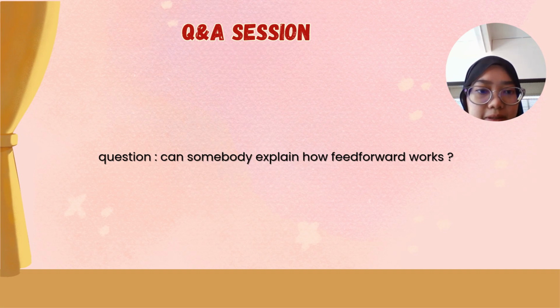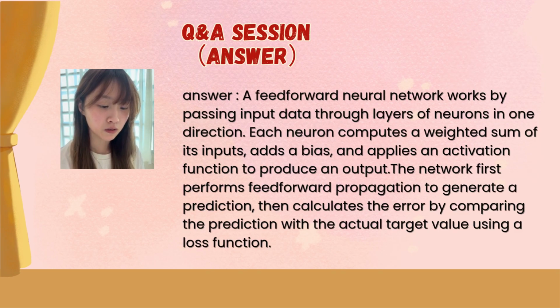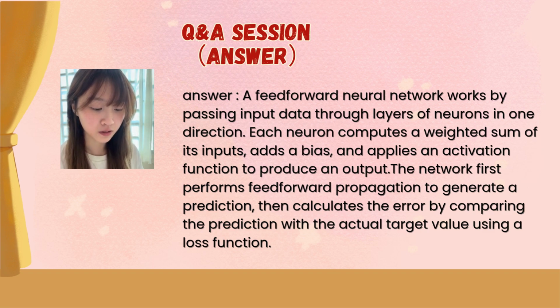Can somebody explain how the feedforward neural network works? A feedforward neural network works by passing input data through layers of neurons in one direction. Each neuron computes a weighted sum of its inputs plus a bias and applies an activation function to produce an output. The network first performs feedforward propagation to generate a prediction, then calculates the error by comparing the prediction with the actual target value using a loss function.